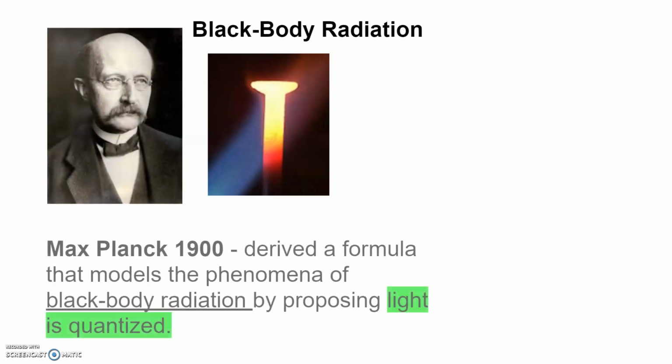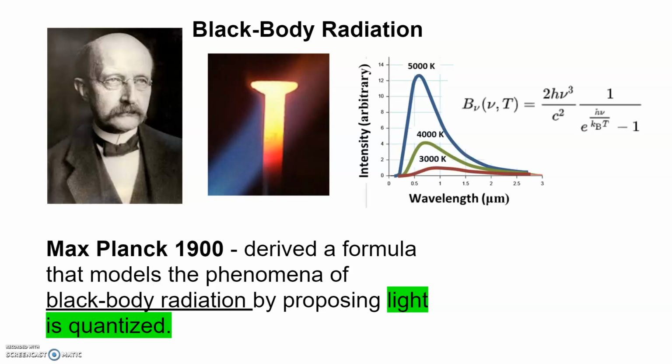So scientists were trying to develop a mathematical model to describe and explain blackbody radiation, and they were unable to do so. They could do it for certain ranges of intensity, temperature and frequency, but once they went to a different range, that model didn't quite work. It wasn't until 1900 when Max Planck was able to derive a formula that modeled the phenomenon by proposing that light is quantized, that light is in these discrete energy packets. And so this was our first evidence that light was actually quantized.